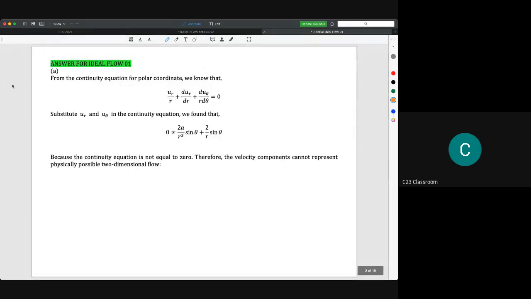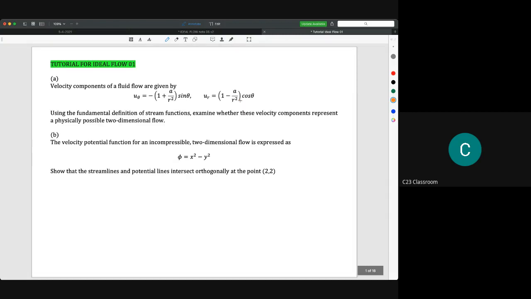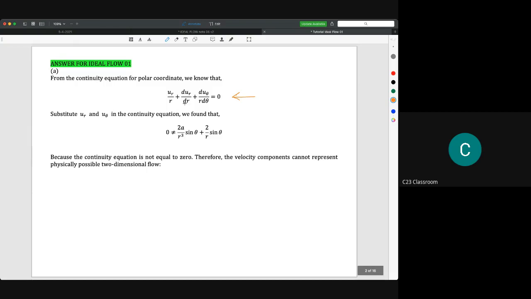So we go for the first question. From the continuity equation for polar coordinates, we know this is the continuity equation for polar coordinates, because in the question you see that we have the element of r here and the element of sine theta here. That means the coordinate is polar. So we use the continuity equation for polar coordinates. It is not compulsory for you to derive the continuity equation from the basic diagram. It is okay for you to just use the final continuity equation that we learned previously.